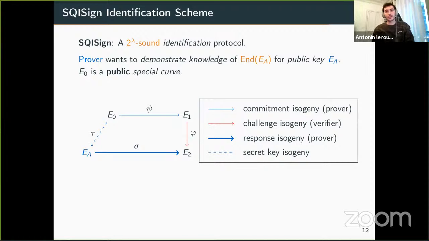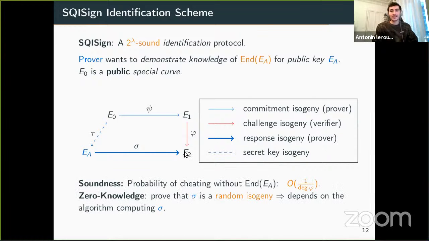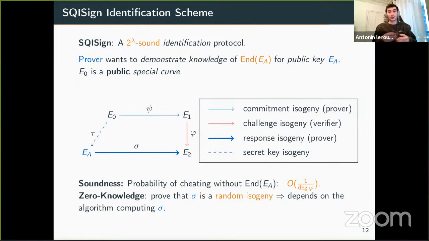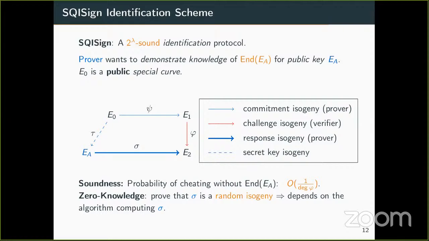No. So this is one of the classical and standard assumptions. The new assumption is really what I said about zero knowledge. Because we compute sigma with this KLPT algorithm, which is basically finding a solution of some norm equation, the solution has a very special form. So in fact, sigma is not any isogeny. It's one very special isogeny. To actually show zero knowledge, we basically have to assume that this very special isogeny still doesn't reveal anything on the endomorphism ring of EA, which is our assumption. Okay, thank you.